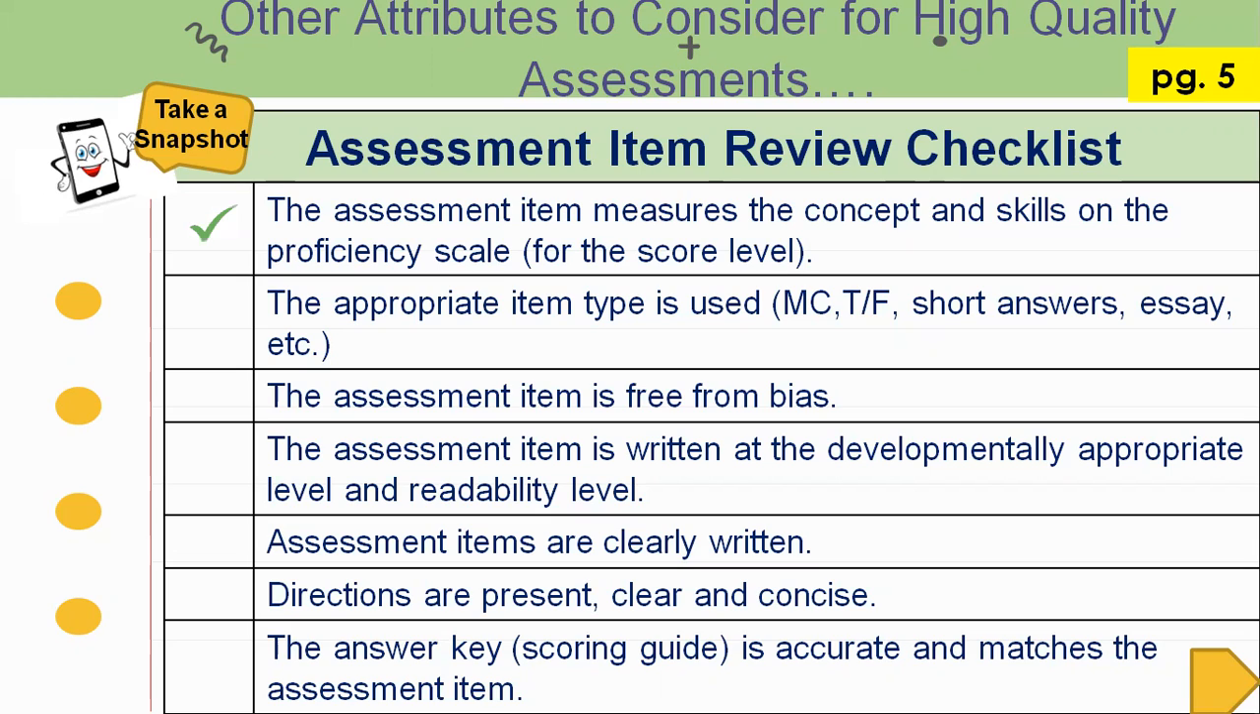The assessment item should measure the concepts and skills on the proficiency scale for the score level. The appropriate item type should be used: multiple choice, true/false, short answer, essay, etc. The assessment item should be free from bias. It should be written at the developmentally appropriate level and readability level. Assessment items should be clearly written. Directions should be present, clear, and concise. And where appropriate, an answer key or scoring guide should match the assessment item.